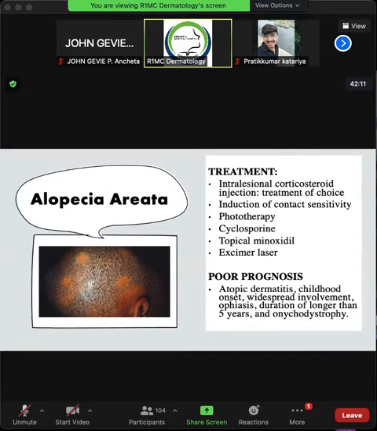Predictors of poor prognosis are the presence of your atopic dermatitis, childhood onset, psoriasis, duration of longer than 5 years, and onychodystrophy. Acute diffuse and total alopecia is a newly defined subtype of your alopecia areata occurring in young adults with a good prognosis.